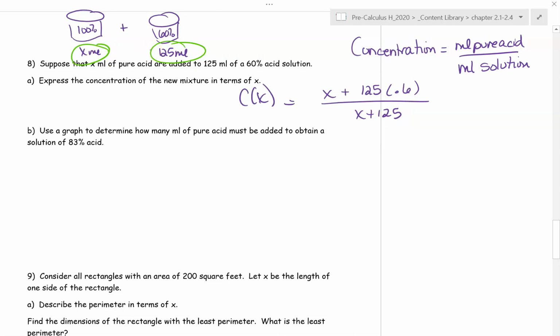Notice that if you want to know how much pure acid, you have x mils of pure acid in the first beaker, but in the second beaker, only 60% of those 125 milliliters are pure acid. The rest is probably water. So you have 125 times 0.6.